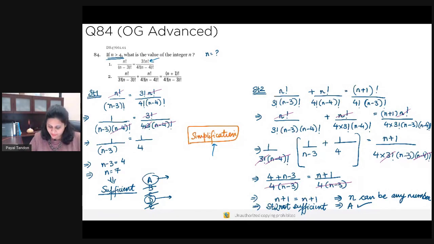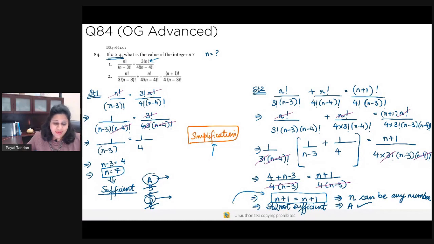Over here, again, just to highlight, in statement 1 you get a definite value of n, and in statement 2 you get an equation which is true for all values of n. n plus 1 is equal to n plus 1. This equation is not telling me anything, right? n can be any number. So that's why statement 2 is not sufficient. This is an inference that you have to draw over here, okay?